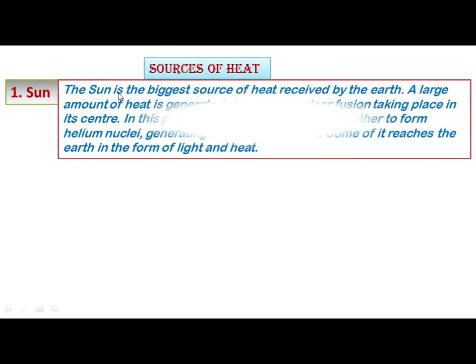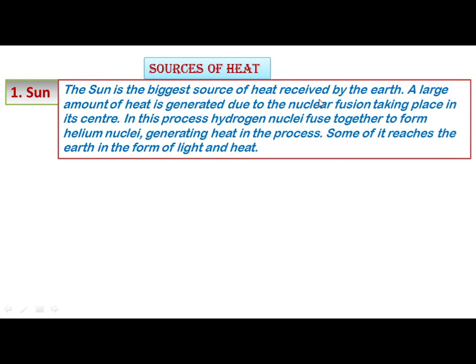Sources of heat. First, sun. The sun is the biggest source of heat received by the earth. A large amount of heat is generated due to the nuclear fusion taking place in its center. In this process, hydrogen nuclei fuse together to form helium nuclei, generating heat in the process. Some of it reaches the earth in the form of light and heat.